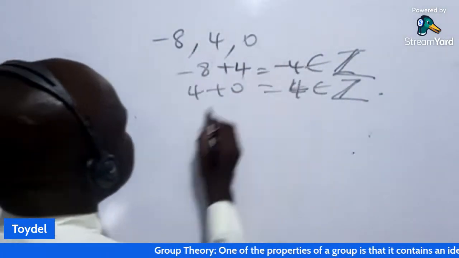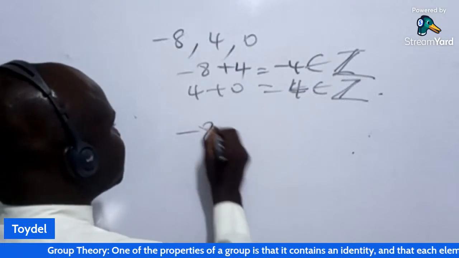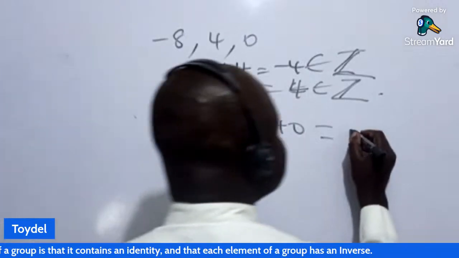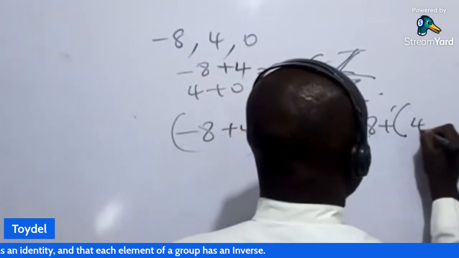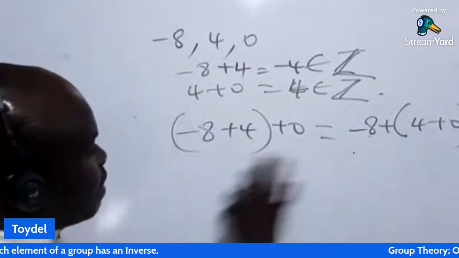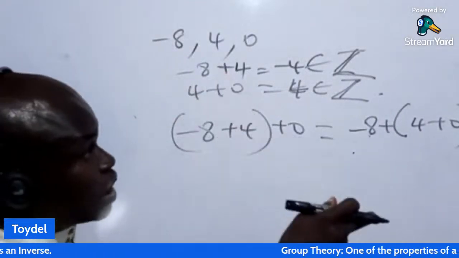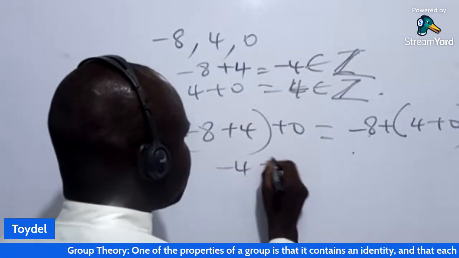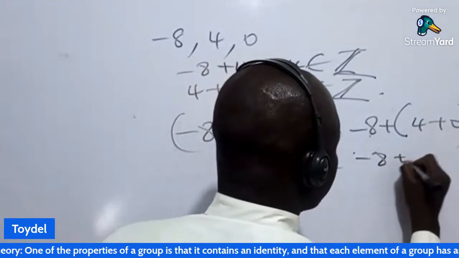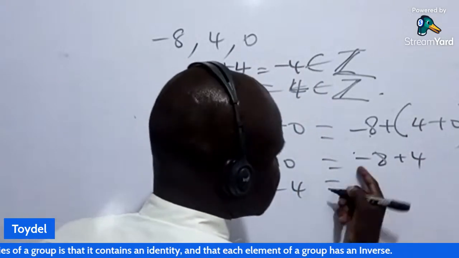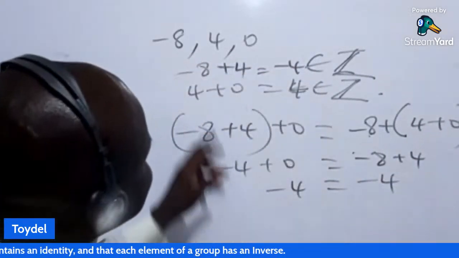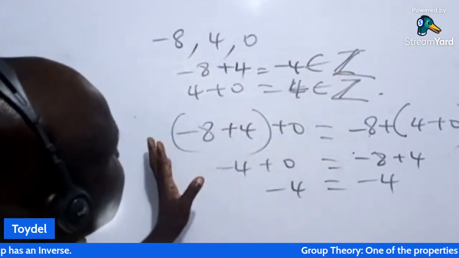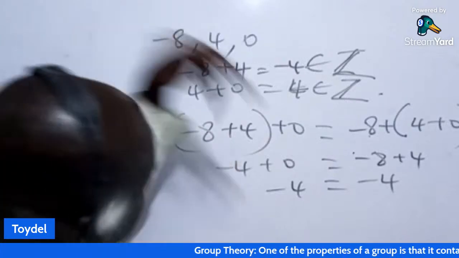Then for the second one, let's operate now. Let's pick the first element: (-8 plus 4) plus 0. Are we going to get the same answer as -8 plus (4 plus 0)? If we get the same answer, it shows that addition is associative in Z. Minus 8 plus 4 is minus 4, plus 0 is minus 4. And -8 plus (4 plus 0), which is -8 plus 4, is also minus 4. Is it the same thing? Yes, it's minus 4. It shows that integers under addition is closed. Then integer addition is associative in Z.